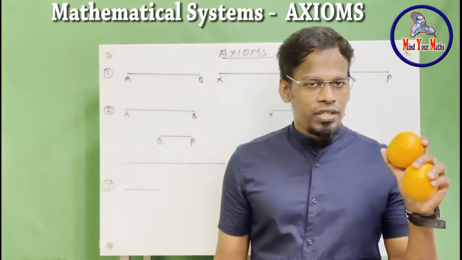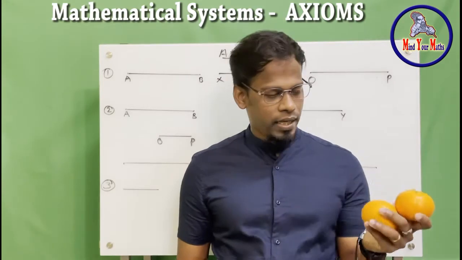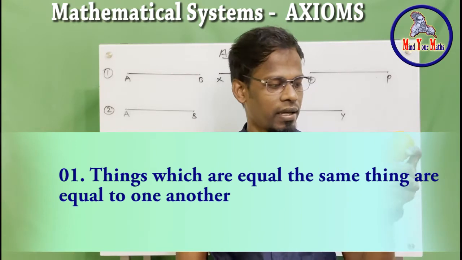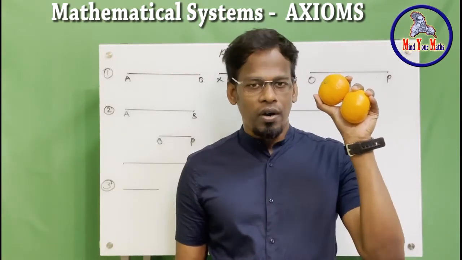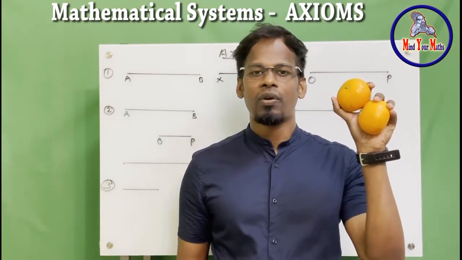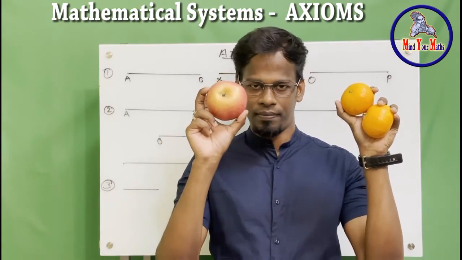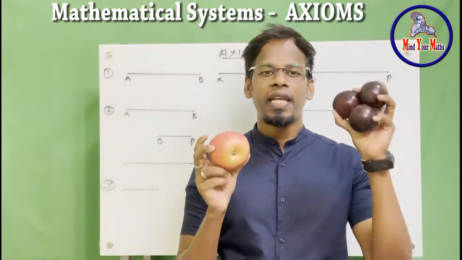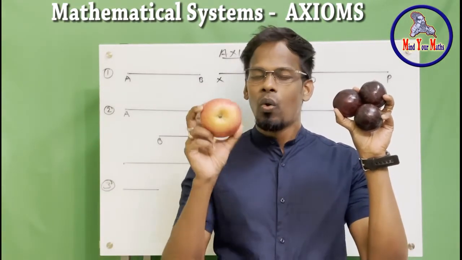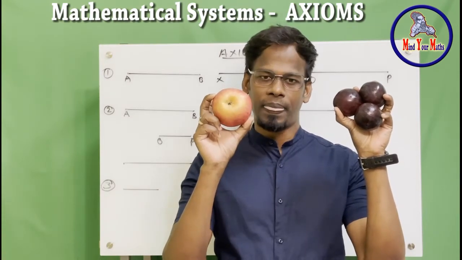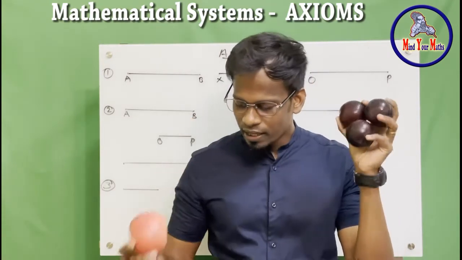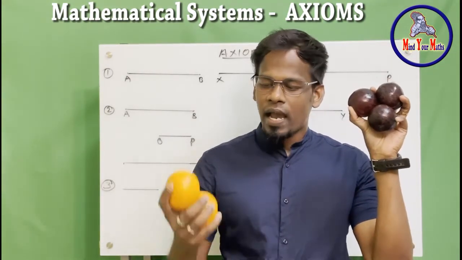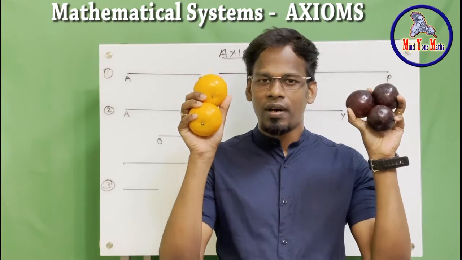So I will use orange, apple and plums as well, right? The first statement says things which are equal to the same thing. What it means is that the weight of 2 oranges is equal to the weight of 1 apple. Also the weight of 3 plums is equal to one apple as well. Now you tell me, the weight of the 3 plums and the weight of 2 oranges, are they equal or not?